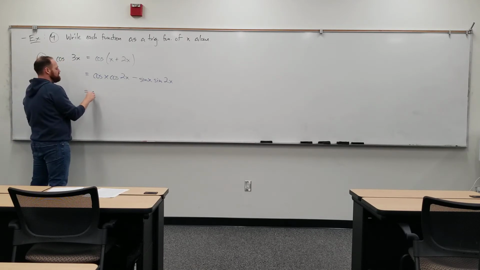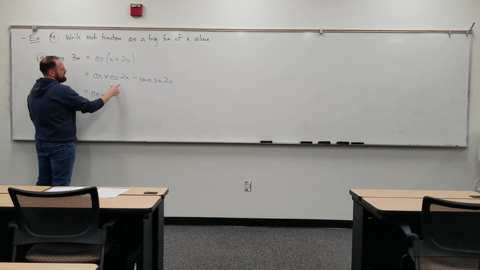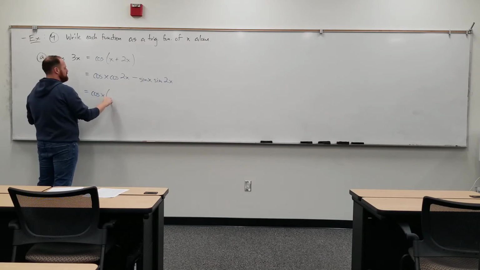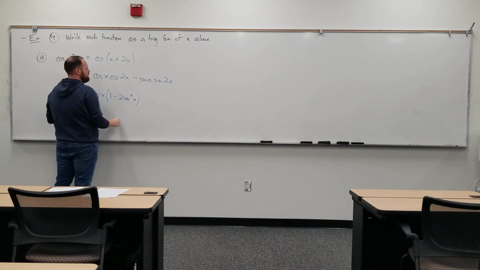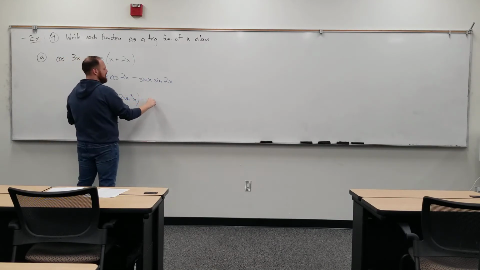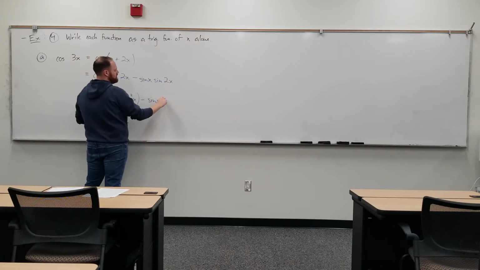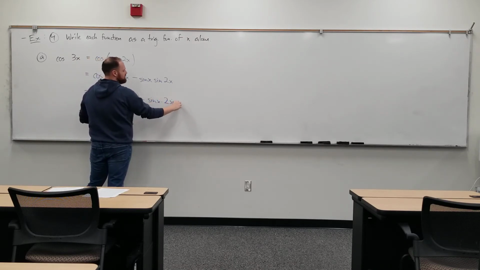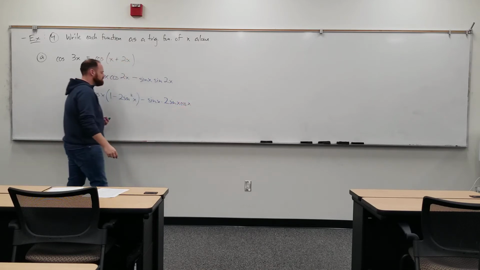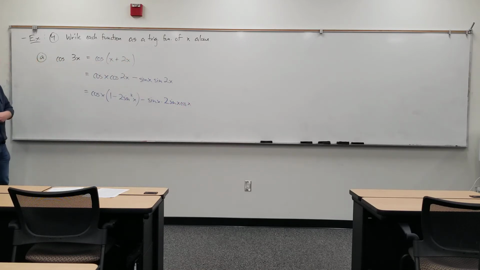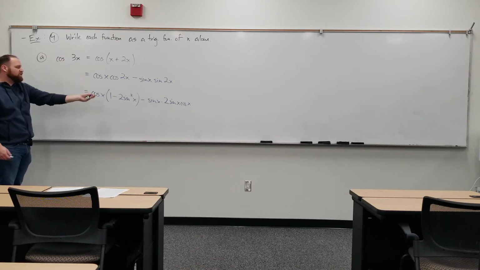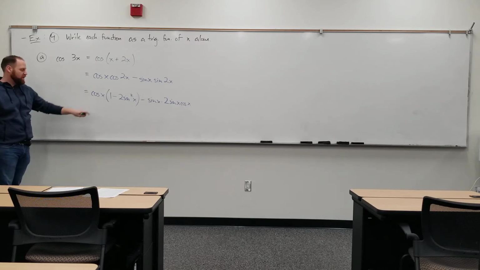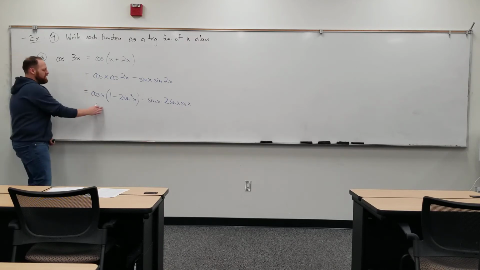I think I'm going to say cosine x, and I'm going to use 1 minus 2 sine squared. And then minus sine x. This one I'm going to use just the tried and trues, 2 sine x cosine x. Anyway, I'm basically done now, right? Because I've accomplished the goal. I've rewritten the function as trig functions in terms of x alone. But I could go maybe a little bit further.